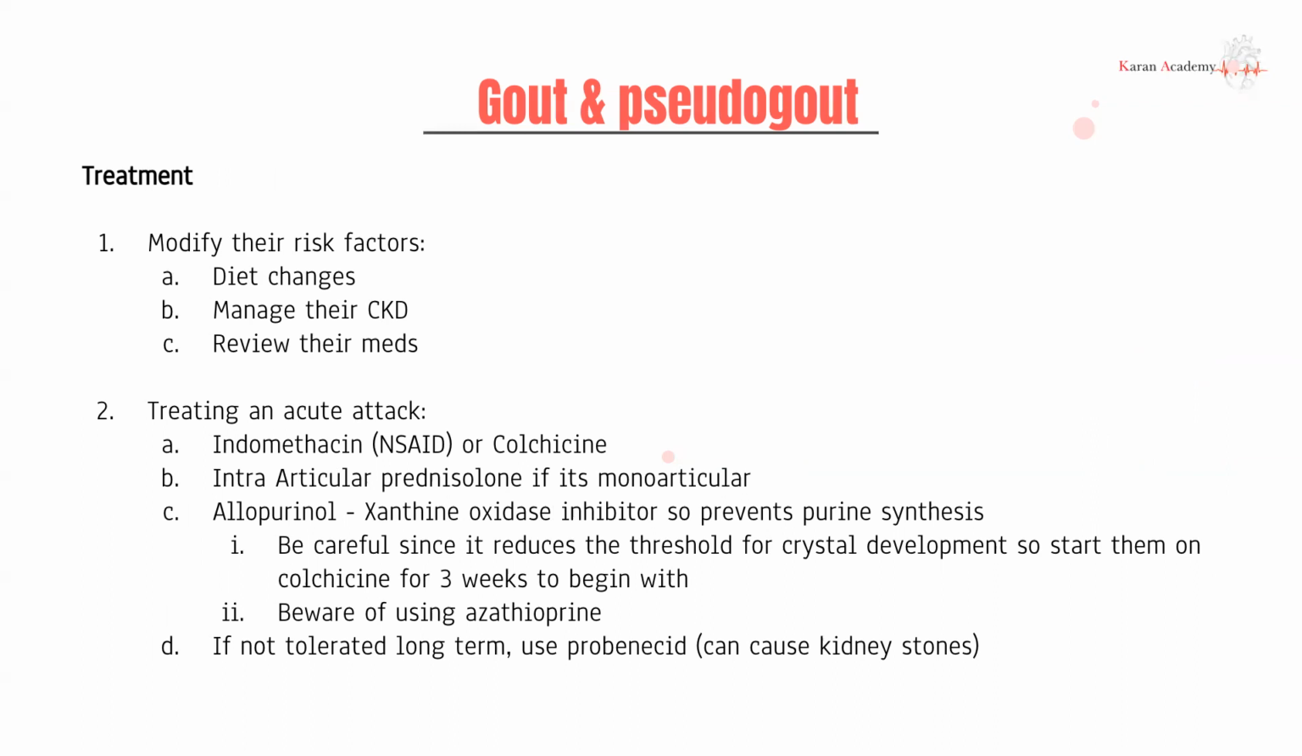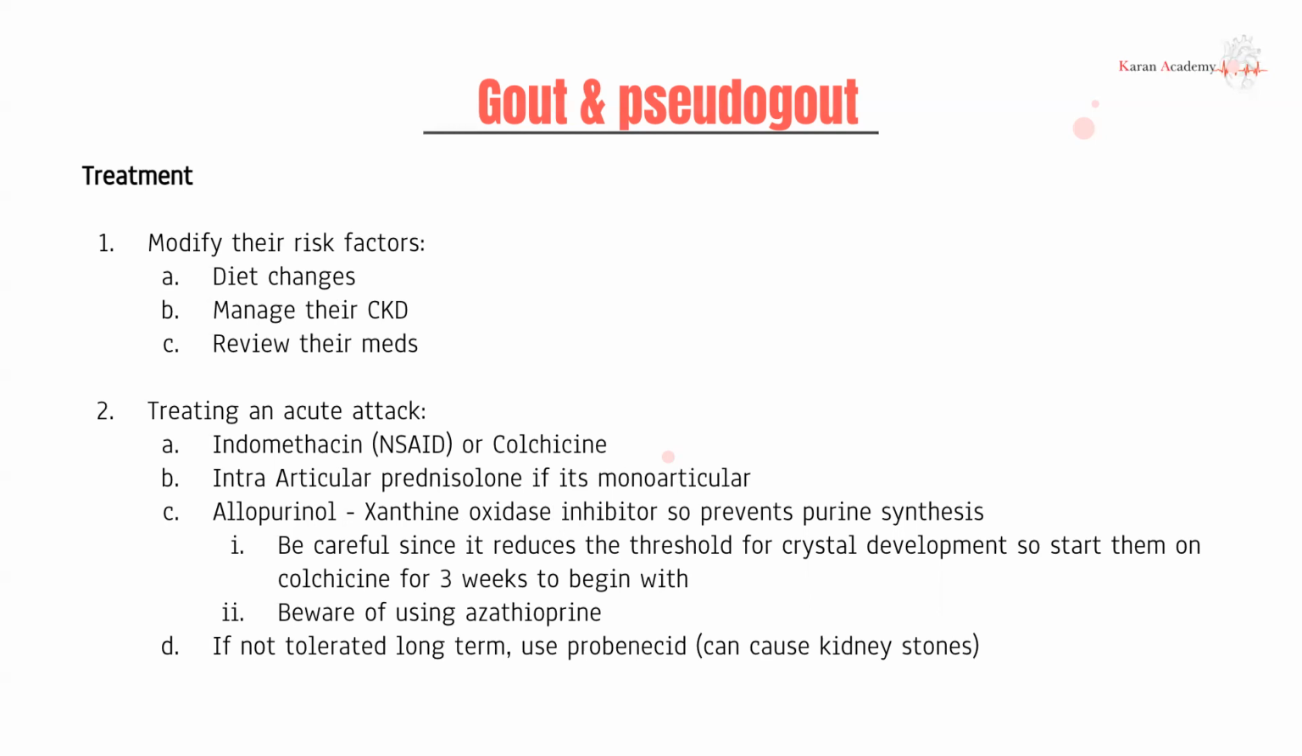In terms of treating an acute attack, indomethacin, which is an NSAID, or colchicine, is quite effective. You can use intra-articular prednisolone to reduce the levels of inflammation if it is monoarticular. However, obviously, you would not be injecting multiple joints if this was polyarticular gout. Allopurinol is a xanthine oxidase inhibitor, so it prevents purine synthesis.